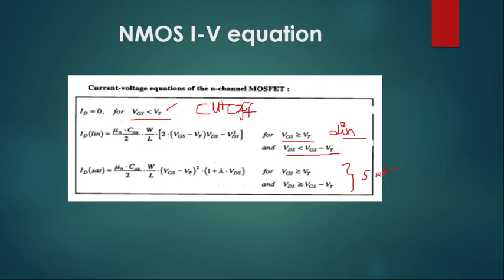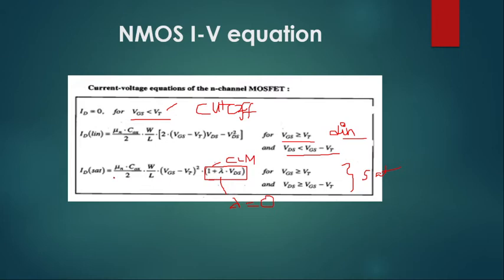VGS greater than or equal to VT and VDS should be greater than or equal to VGS minus VT, and the saturation current is mu n Cox upon 2 W by L (VGS minus VT) whole square, and this 1 plus lambda VDS factor is there when channel length modulation is considered. If channel length modulation is not considered, lambda will be 0, and if it is considered, lambda will be not equal to 0. So this equation is written where channel length modulation is considered.